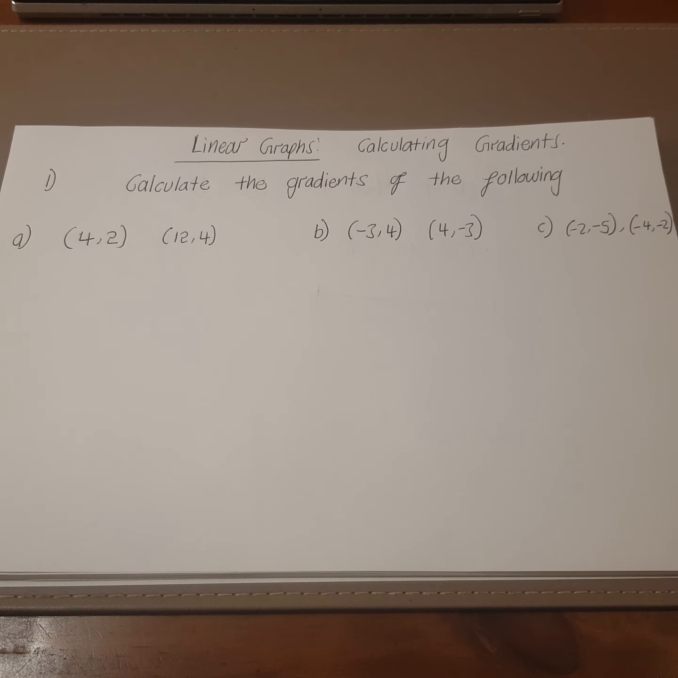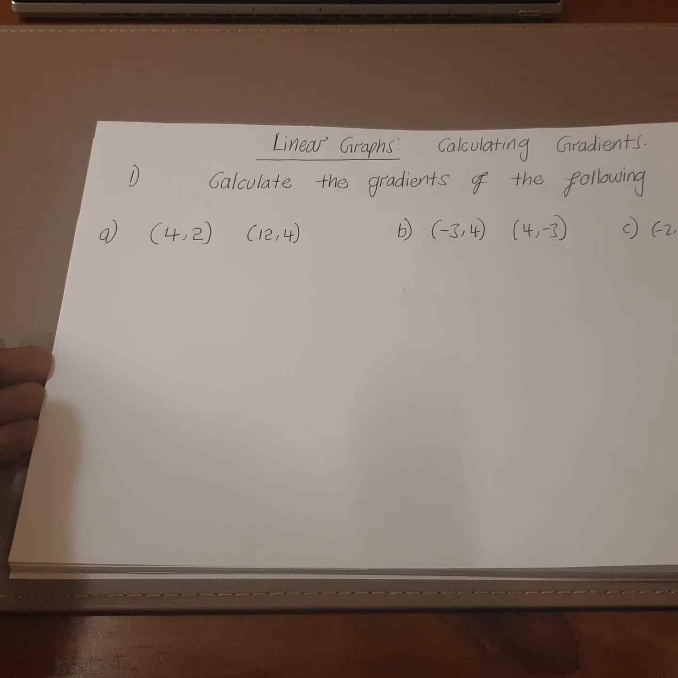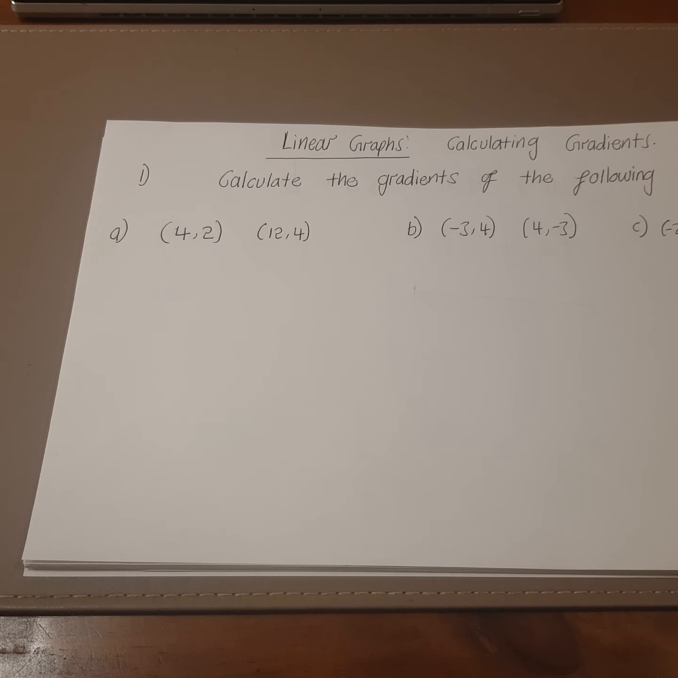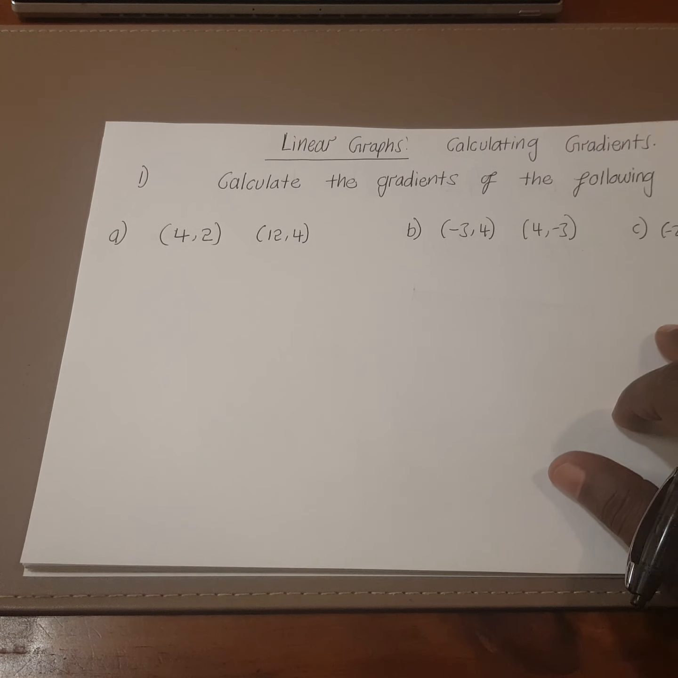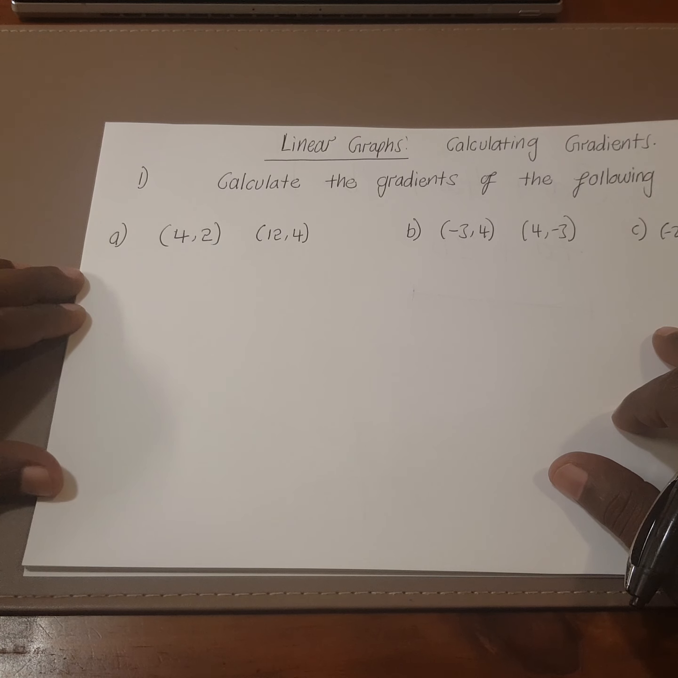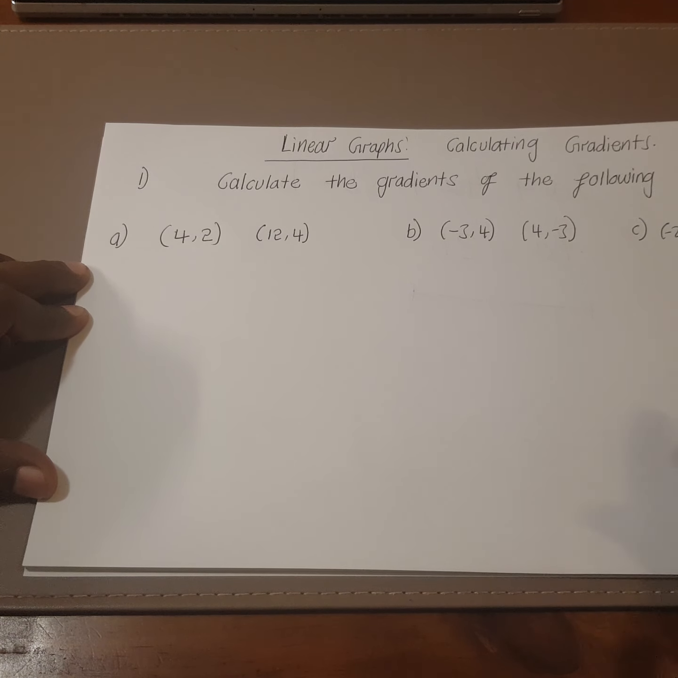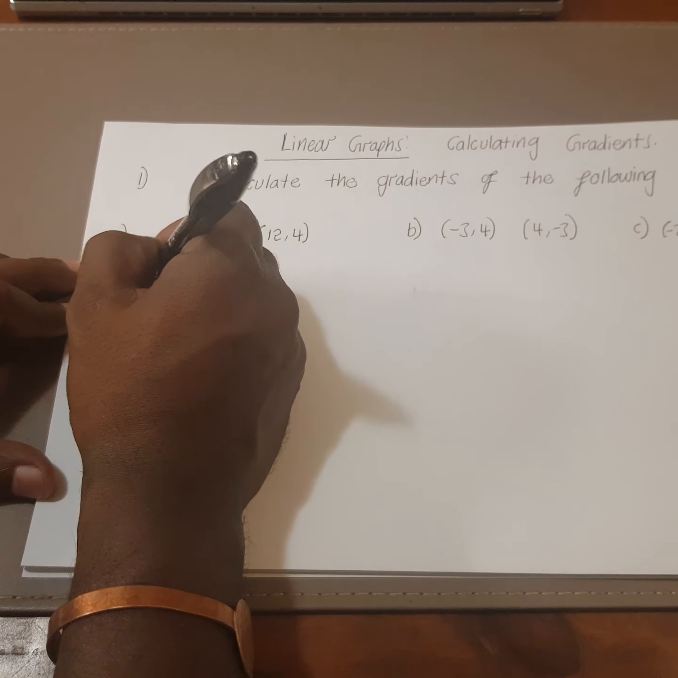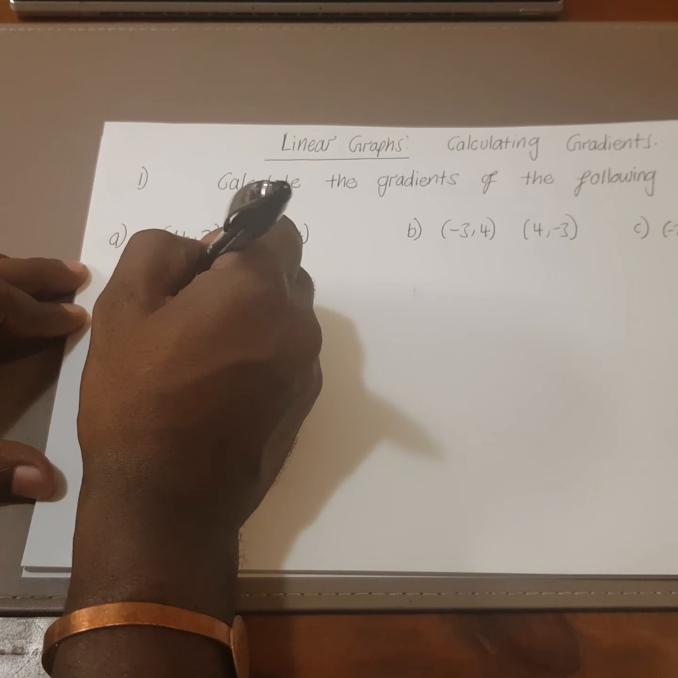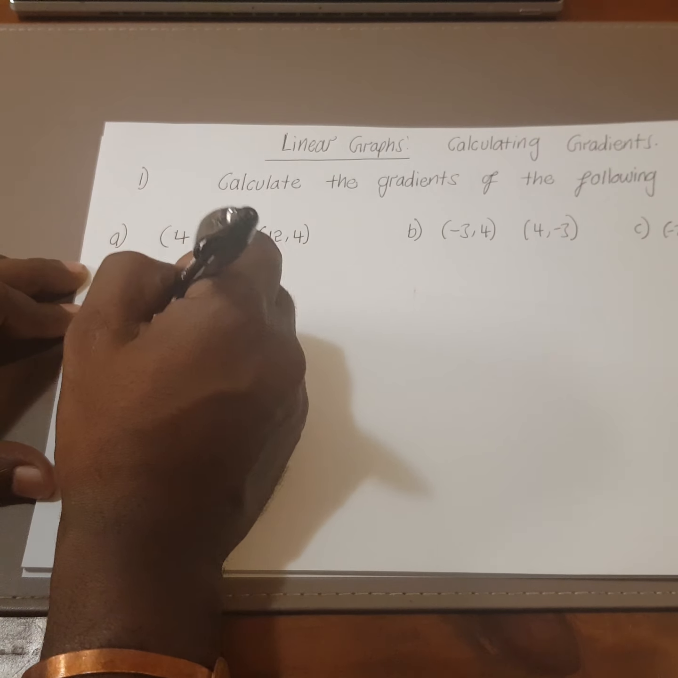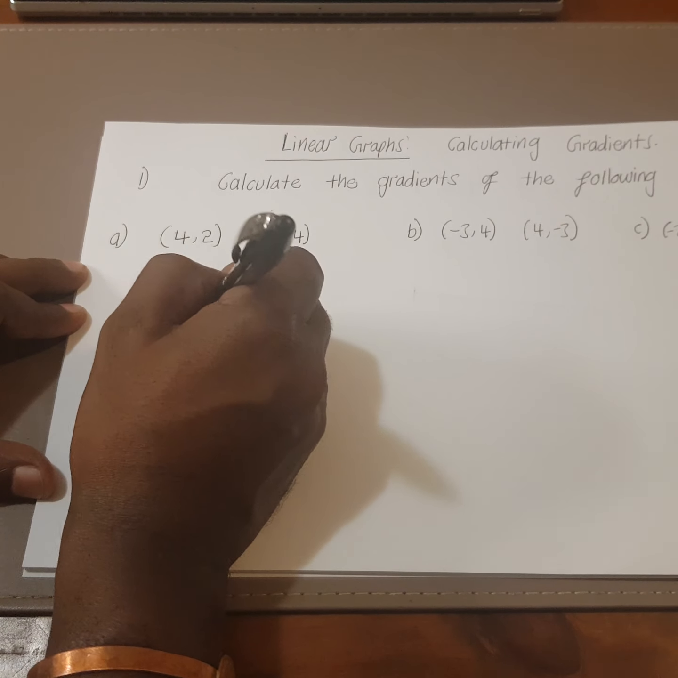All right. So I did mention before that when we calculate gradients, there are two ways and two methods of working it out. So one, we've got rise over run, all right? But I also mentioned that as you are progressing from year 9 to year 10, we use another formula for calculating the gradient, all right? So the formula for calculating the gradient is right here. So m equals y2 minus y1 over x2 minus x1.